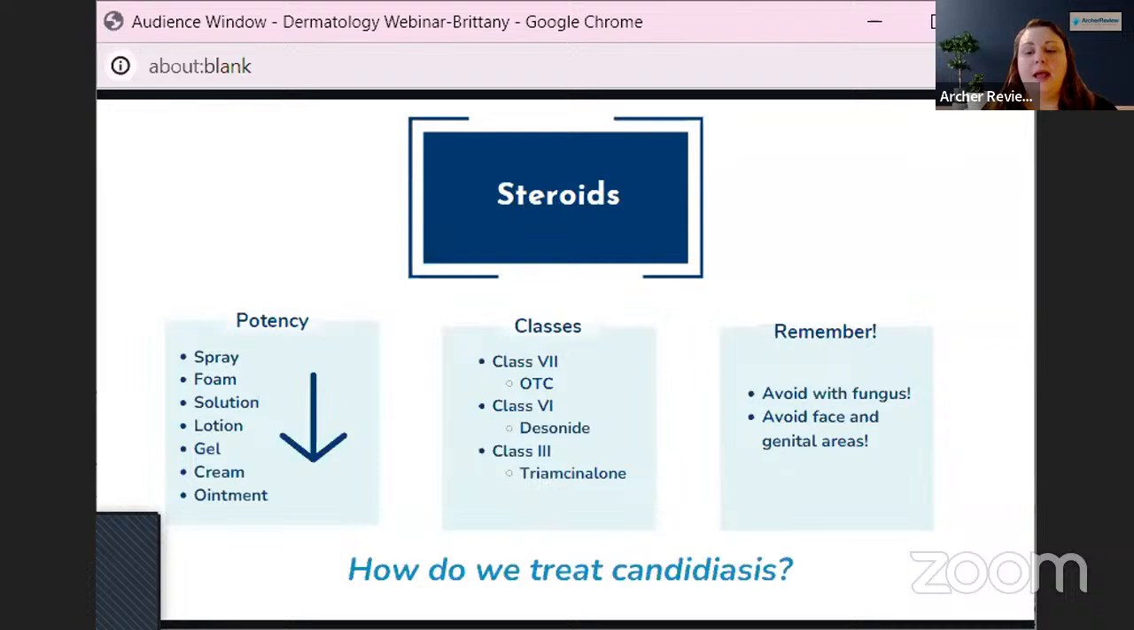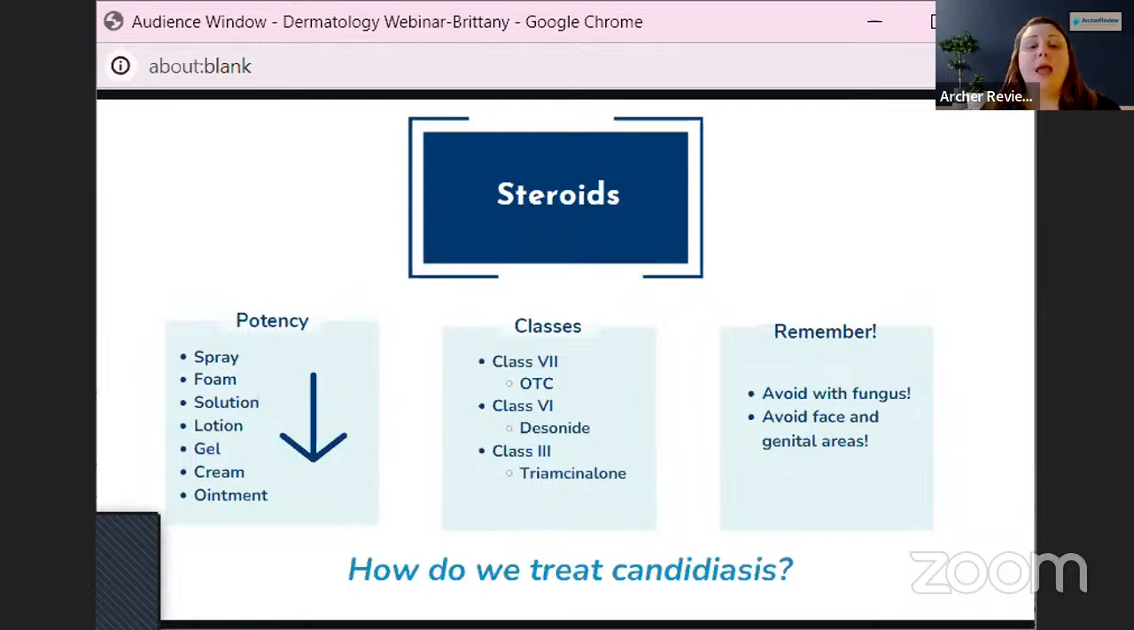So you can see that these classes are going to start at over the counter and go all the way down in number and higher in potency. And then we want to avoid the face and genital areas.